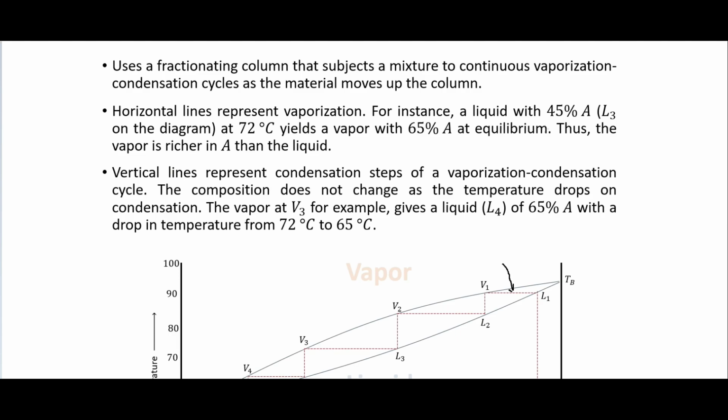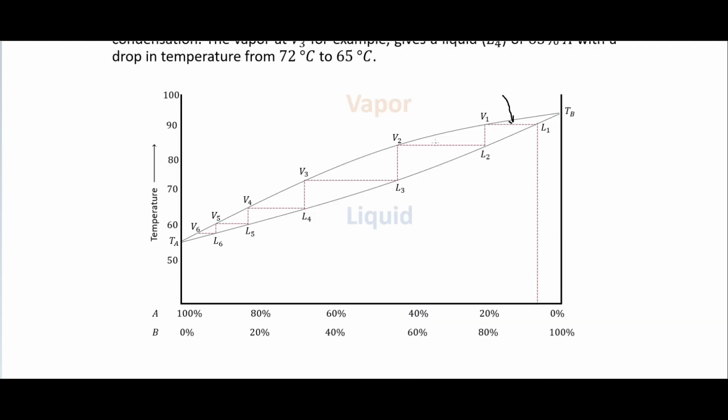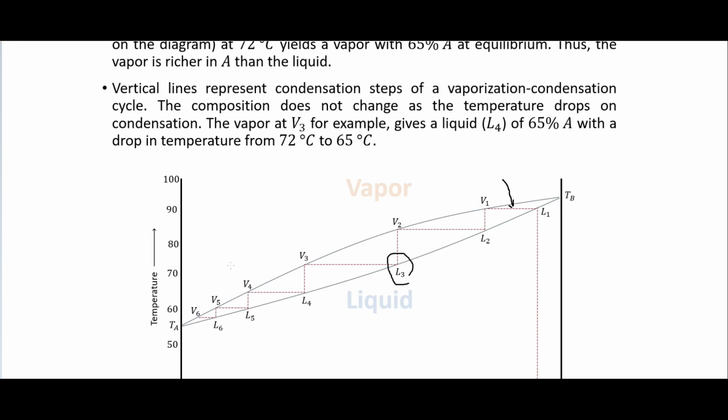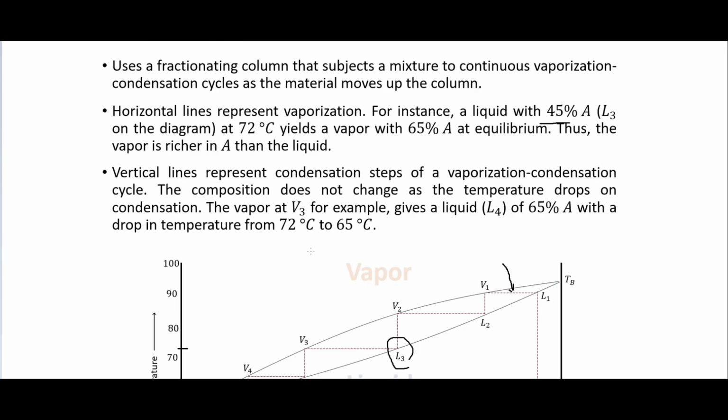So for instance, a liquid with 45% A, so that would be at L3 here. So we have 45% A, so that's right around here. So that's L3 on the diagram at 72 degrees Celsius. So if we're looking at right around here, that yields a vapor with 65% A at equilibrium. Thus, the vapor is richer in A than the liquid.